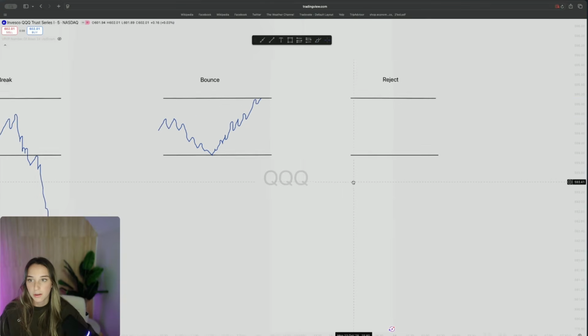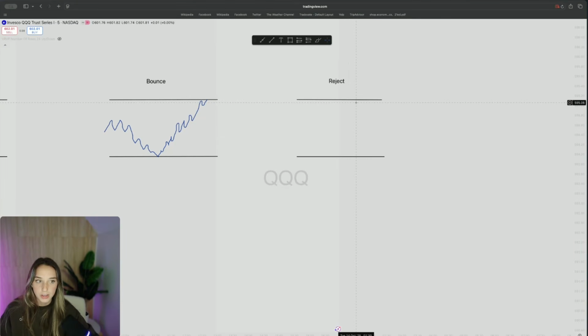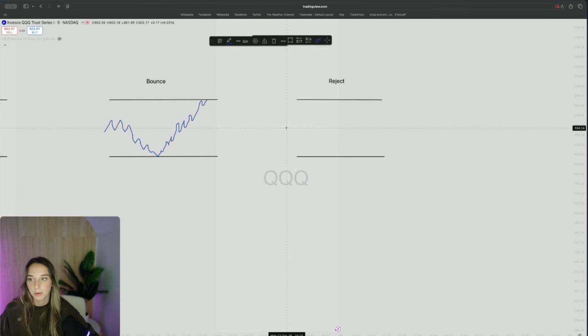And for the last setup is going to be a reject. Now, reject is similar to a bounce, just the opposite. So what I want to see is for price to be trading in between these two levels, price to trade up into our resistance level.